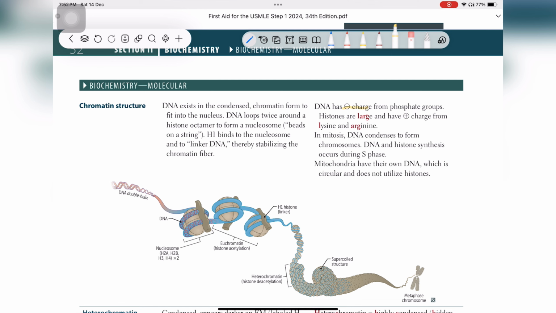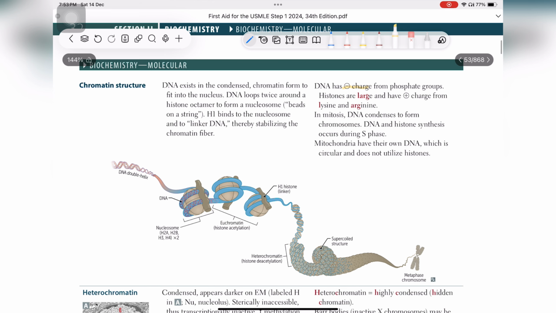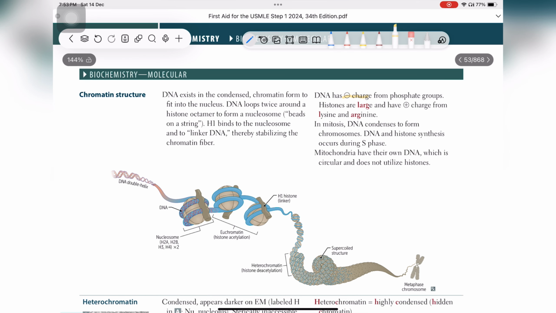DNA has a negative charge from phosphate groups. Histones are large and have a positive charge from lysine and arginine. In mitosis, DNA condenses to form chromosomes. DNA and histone synthesis occurs during S phase. Mitochondria have their own DNA, which is circular and does not utilize histones. So here is the diagram given, and I am going to explain.